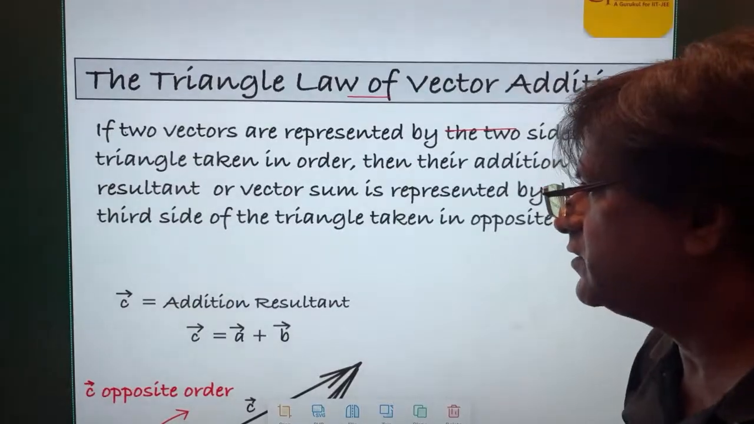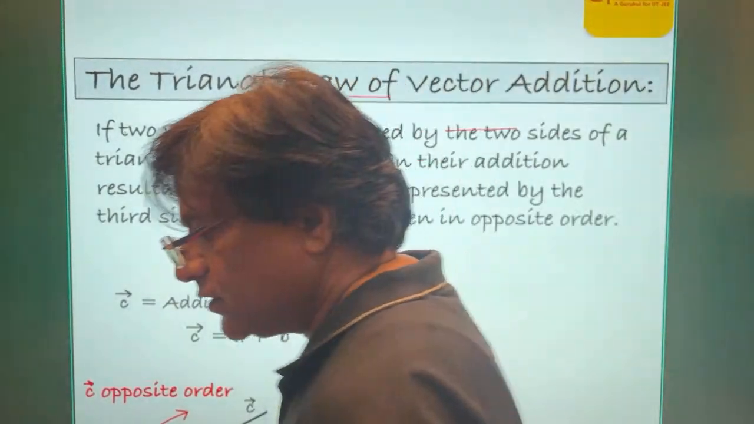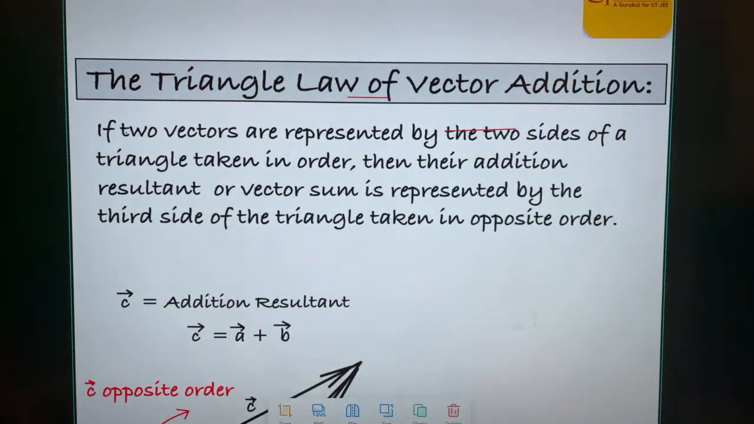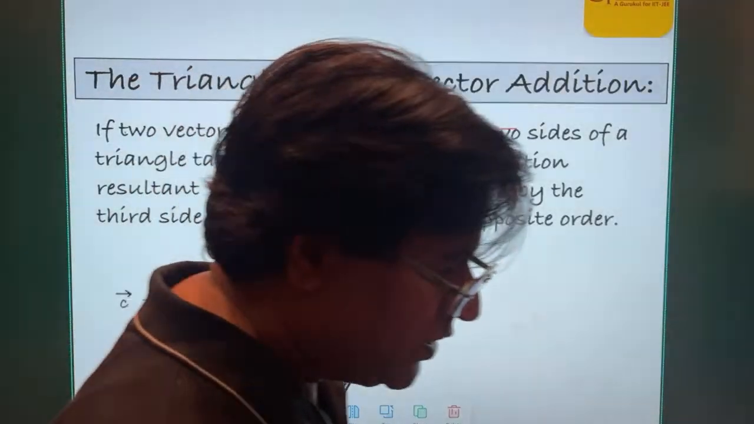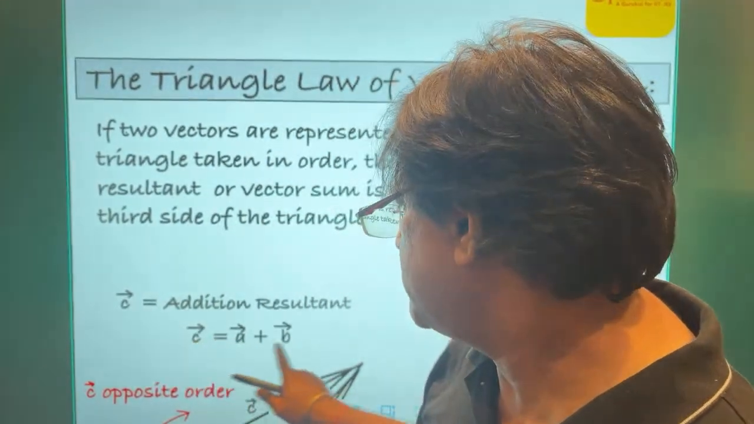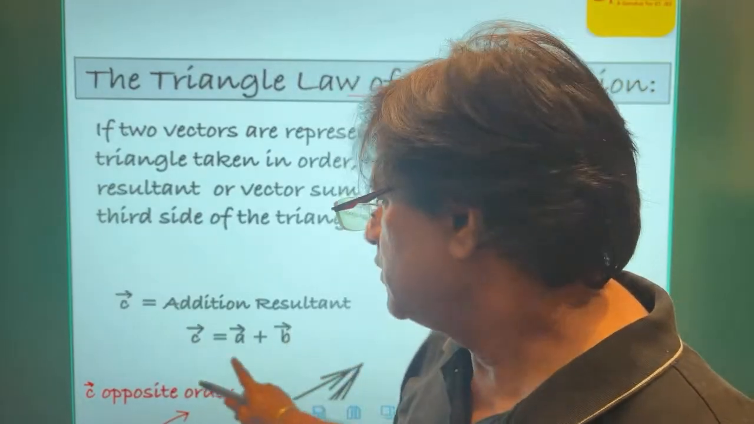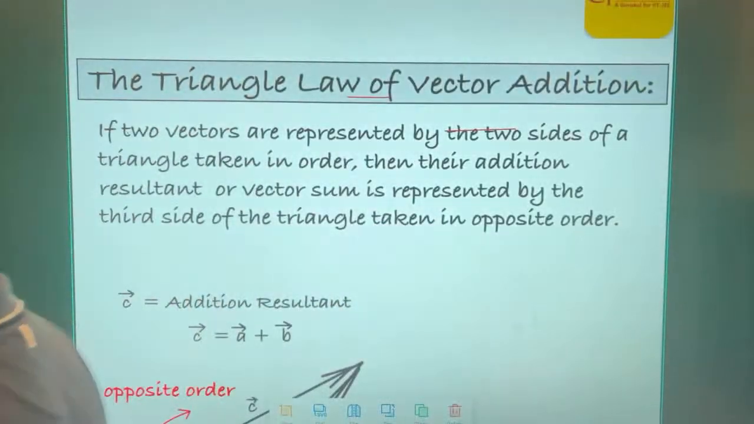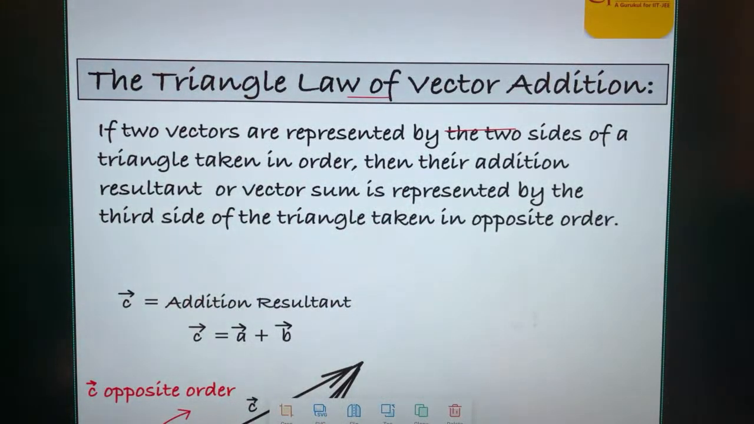So we make a triangle in which the two vectors are represented by two sides of the triangle, and the third side of the triangle will be the addition resultant of A and B, right? Suppose we have to add two vectors A and B, then C is called the addition resultant. This is called the addition resultant of vectors A and B. So this vector C is equal to vector A plus vector B. That is called the vector sum.